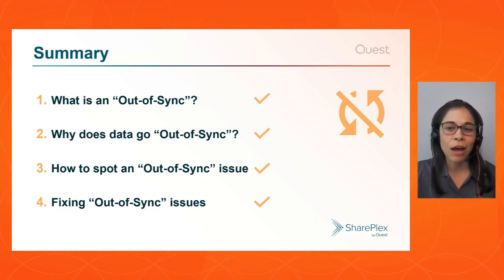Next, we looked at how to spot an out of sync issue, using SharePlex logs and tools like compare and repair, very powerful tools. These tools can help you to identify discrepancies, especially if hidden out of sync conditions are suspected. So lastly, we covered strategies for fixing these out of sync conditions using options like the repair command and the specific parameters that you can use to control the replication behavior. And if you understand this concept, you are better equipped to maintain data integrity and ensure a smooth replication.